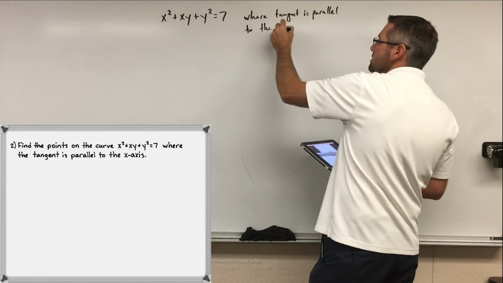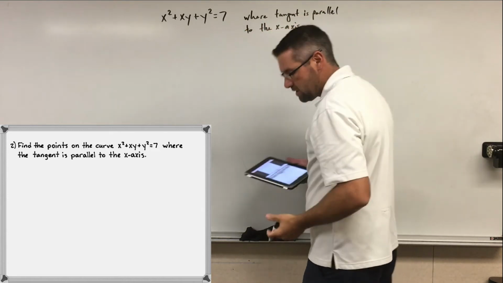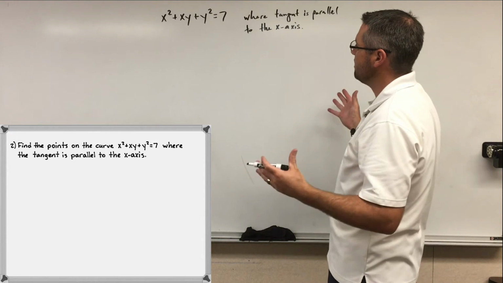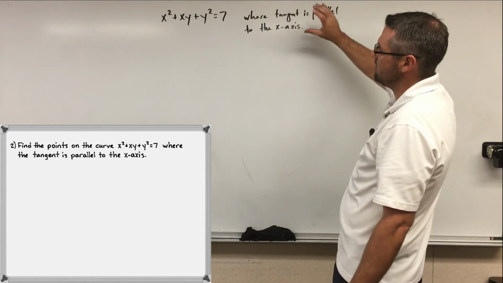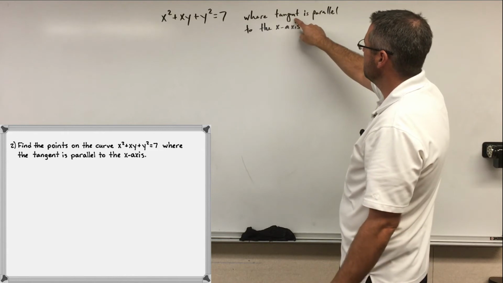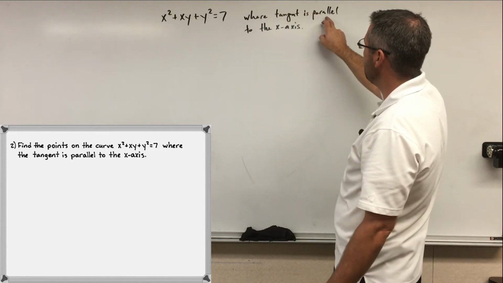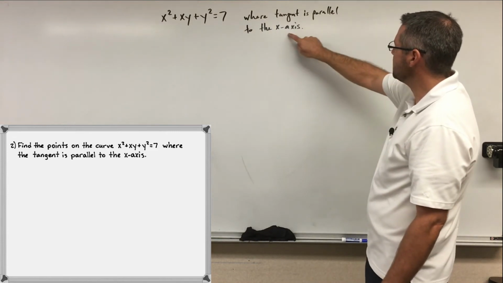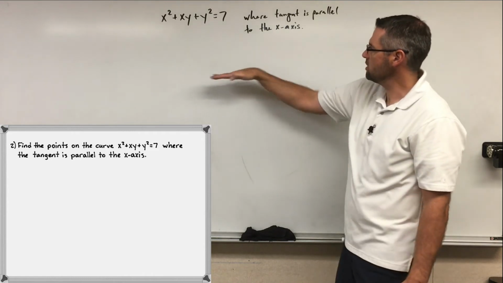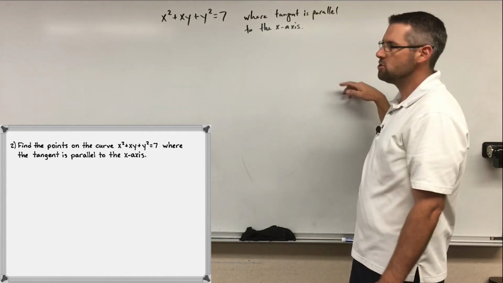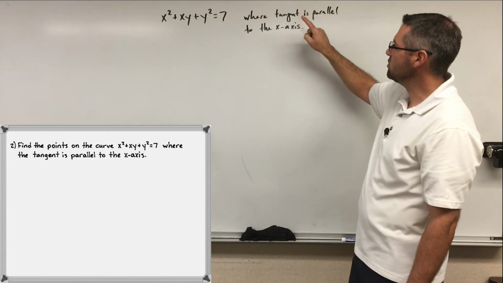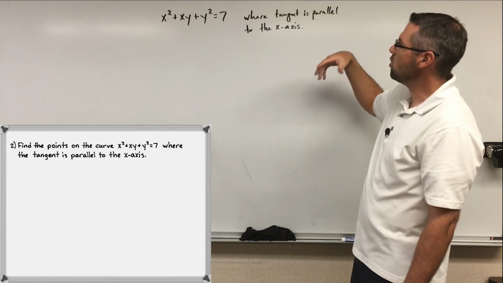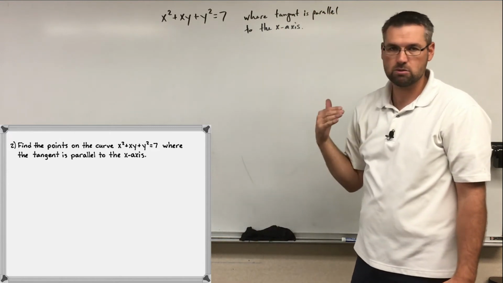So a lot of times in our calculus problems, we have to think through this. We have to go, okay, what is it really asking for? I've got to translate this language into something that I can work with. Well, the tangent line is parallel to the x-axis. Well, parallel lines have the same slope. And if it's parallel to the x-axis, well, what's the slope of the x-axis? The slope of the x-axis is 0. So we want a tangent line that has a slope of 0. Well, remember, the slope of the tangent line is the derivative. So we are looking for when the derivative is equal to 0.